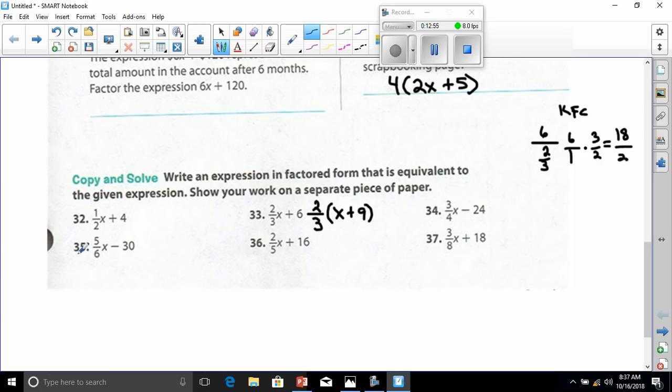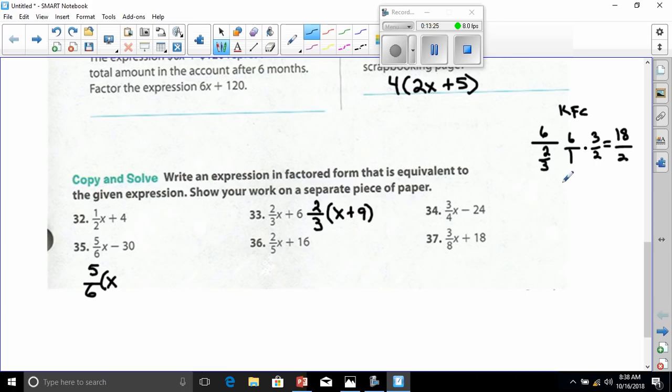All right, let's do number 35. Once again, we're going to put our fraction in front, 5/6. We know that 5/6 times x will give us 5/6x. Now we've got to use our KFC method again. Remember, we're going to multiply the bottom number to our number and then divide by our top number, because it's going to give us the same thing. Watch. We're going to take 6 times 30, which will give us 180. 180 divided by 5 will give us our answer.